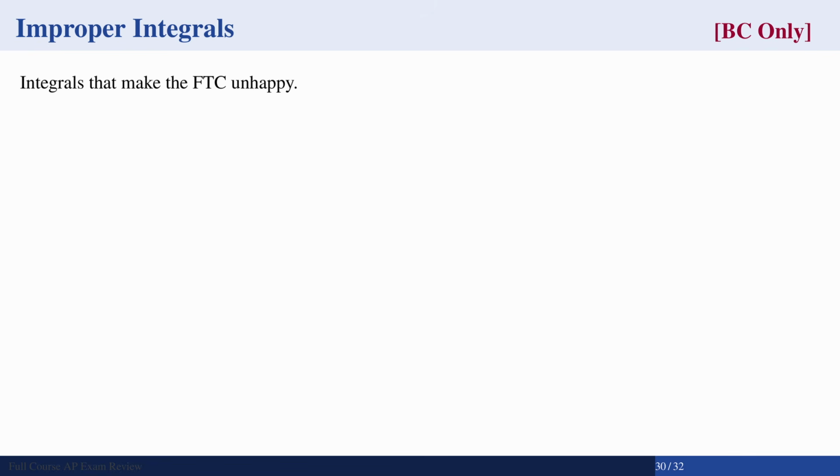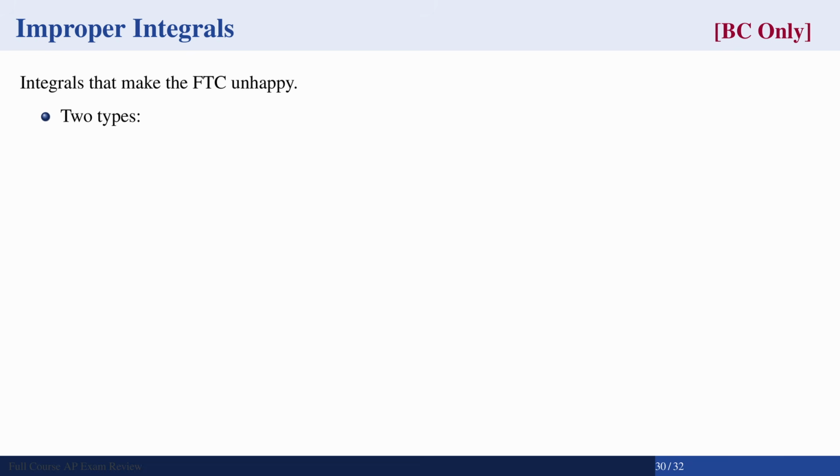Okay, the next topic that you need to know if you're in BC but not AB is improper integrals. So improper integrals I think of as integrals that make the fundamental theorem unhappy. So the fundamental theorem wants you to have constant bounds, and it wants you to have an integrand that is continuous on the closed interval containing the bounds. Improper integrals break those rules.